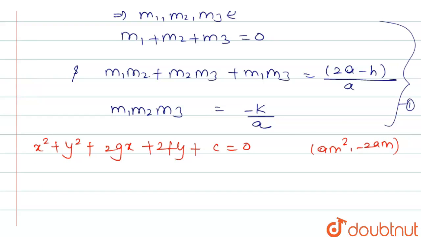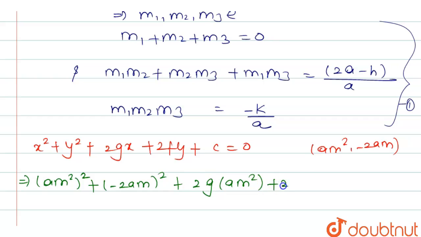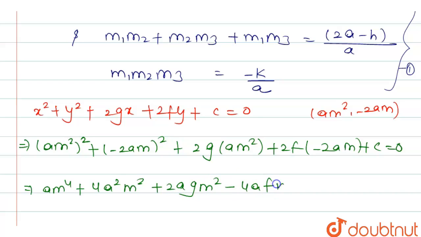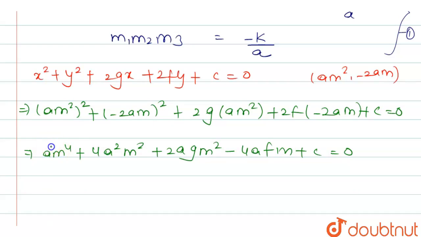By substituting this value as x and y, we can write (a m squared) whole squared plus (minus 2am) squared plus 2g times (a m squared) plus 2f times (minus 2am) plus c equals 0. By simplifying this we can write it as a squared m to the power 4 plus 4a squared m squared plus 2ag m squared minus 4af m plus c equals 0.